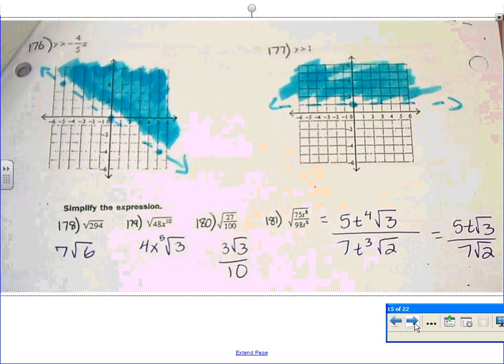178, 7 square root of 6. 179, 4x times the square root of 3. 180, 3 times the square root of 3 over 10. 181 is a difficult problem. So if you didn't get this, don't worry about it. But you should get 5 square root of 3 over 7 square root of 2. If you got that right, very good job. That's a hard one, Neil. Kevin?